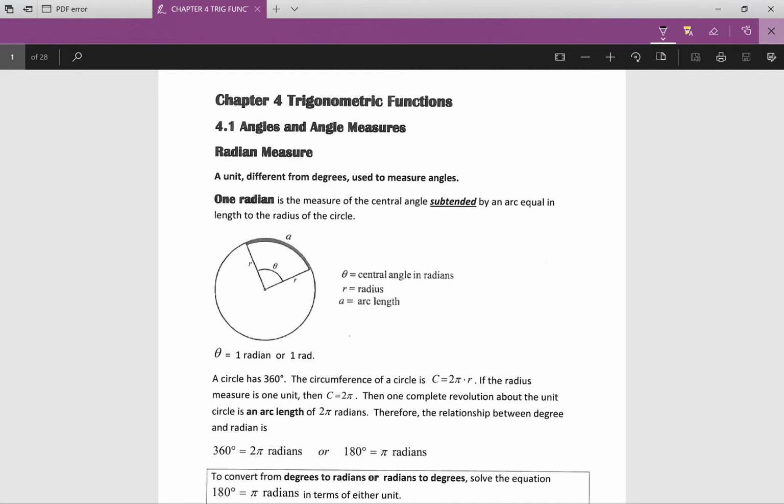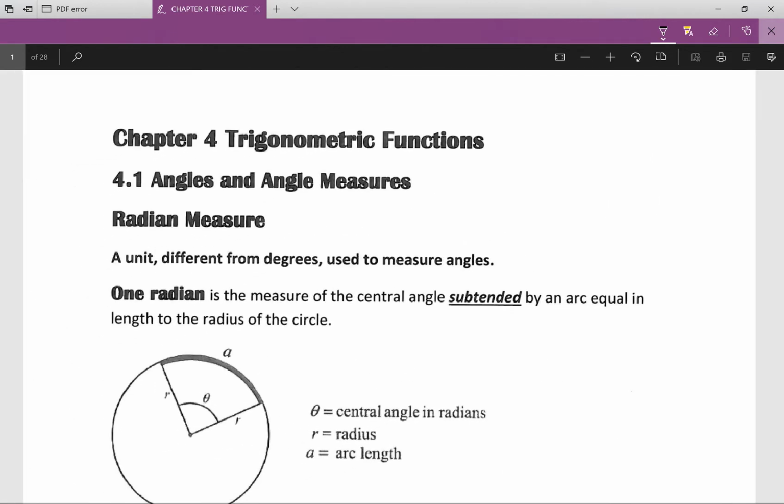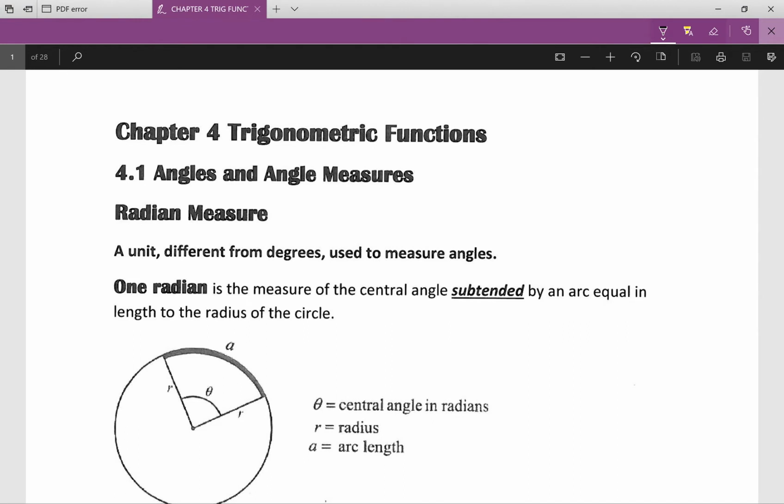So let's dive into some trigonometric functions right here. Angles and angle measures. Now, starting off, radian measure, a unit different from degrees used to measure angles. So just sort of giving you guys a bit of backstory of what's going on right here.